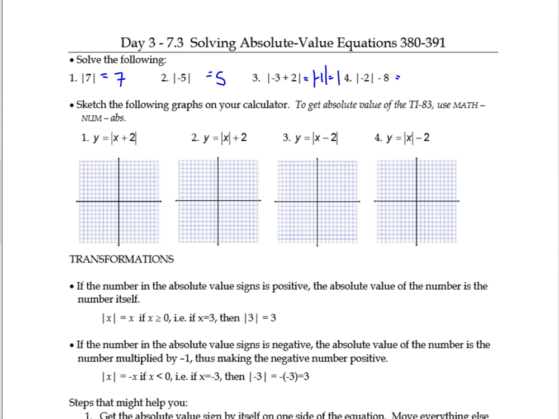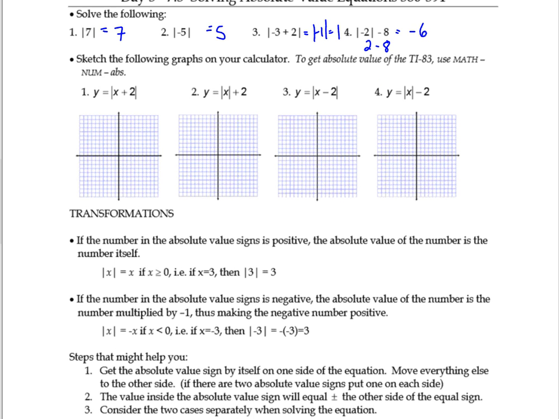So what's the last one then? Yeah, 2 minus 8 or negative 6, because only the negative 2 is inside the absolute value. So that's the only one that becomes positive. All right, all of these we're going to compare to the graph of y equals absolute value of x.